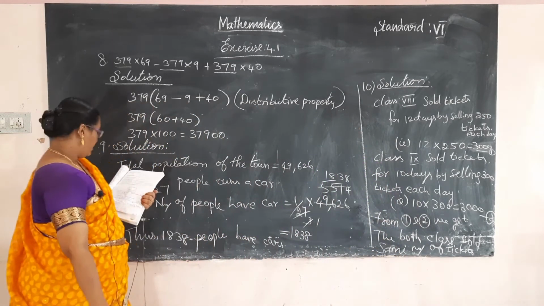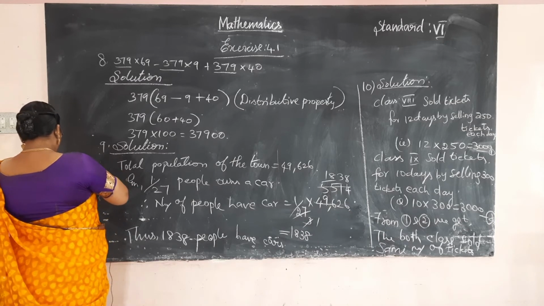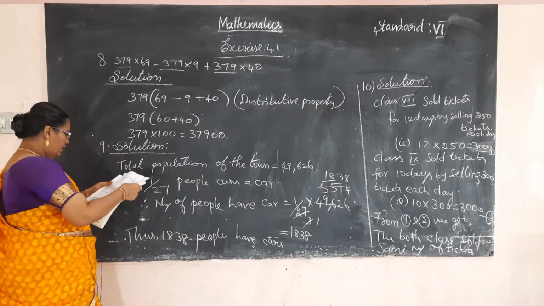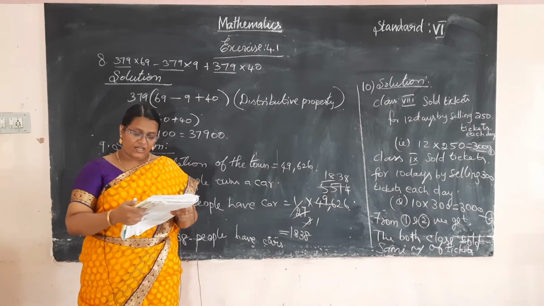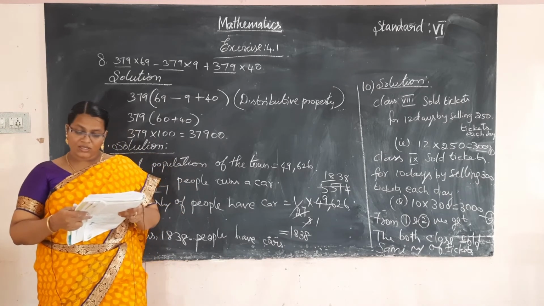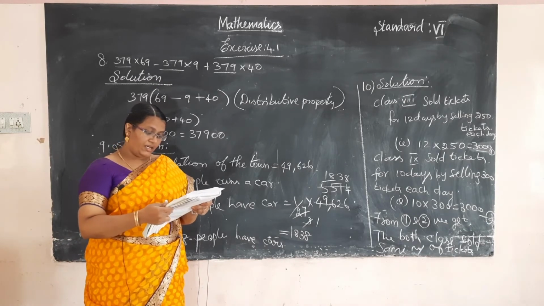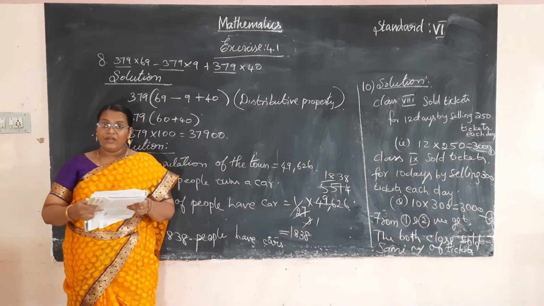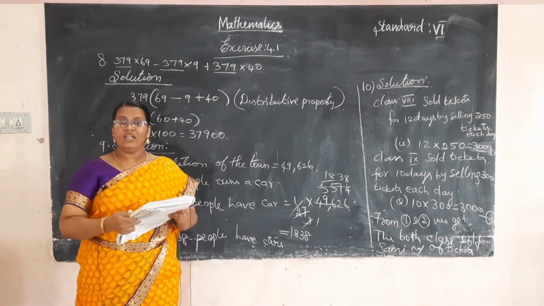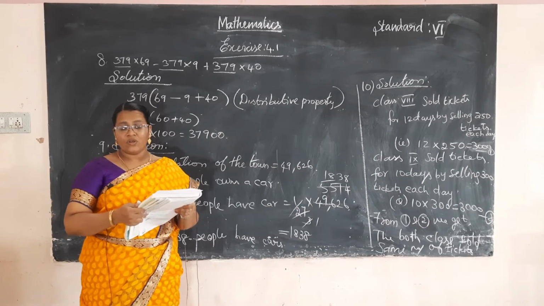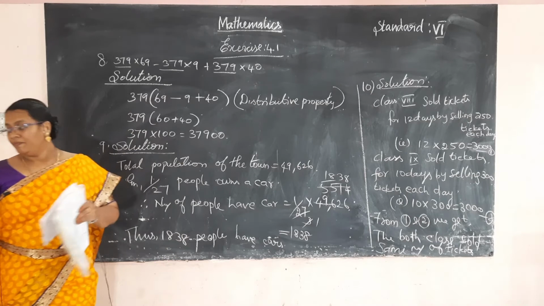Okay, and next one. A shopkeeper bought 25 tables and 25 chairs. If the cost of each chair is rupees 400 and the cost of a table is rupees 550, then find the total cost of the chairs and tables. So the shopkeeper bought 25 chairs and tables. The cost only varies but the quantity is the same. So in this place we apply the distributive property. So you can find it easily.